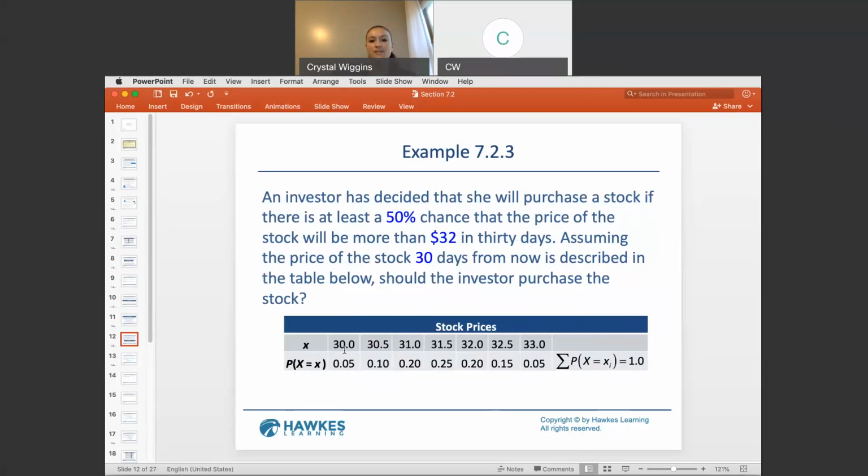So the probability that the stock will be worth $30 is a 5% chance. The probability that the stock will be worth $33 is also a 5% chance. If I was to read this, the highest probability is 0.25, or a 25% chance. So it looks like it's most likely, if we're looking at single probabilities, that it would be worth $31.50, which doesn't technically meet her $32 threshold.